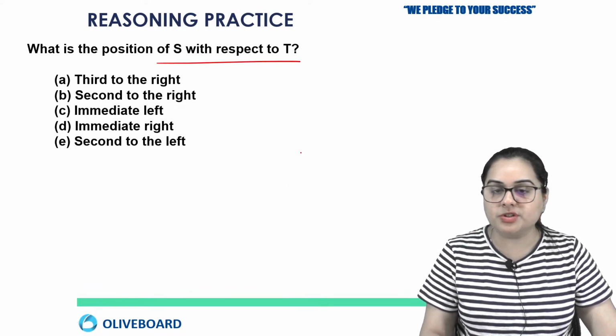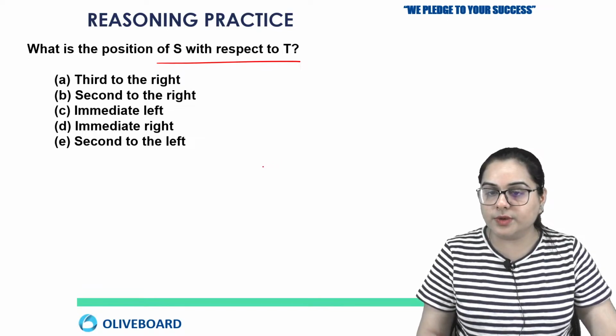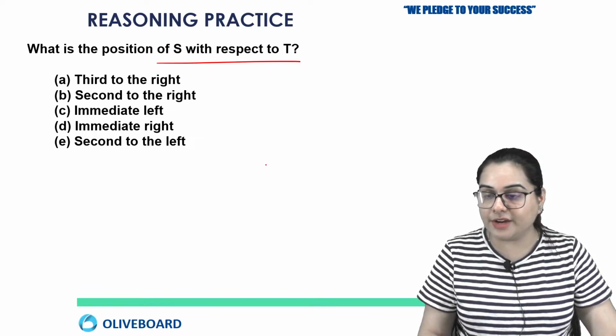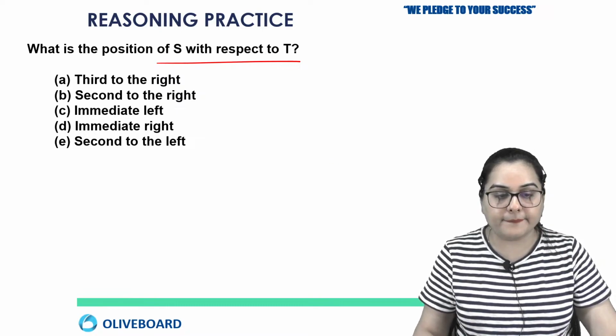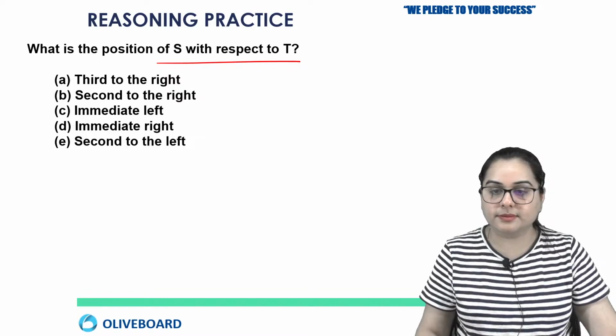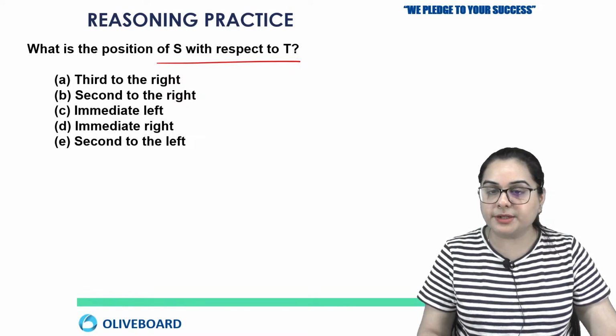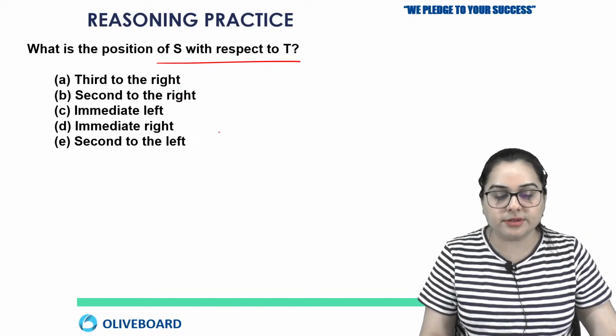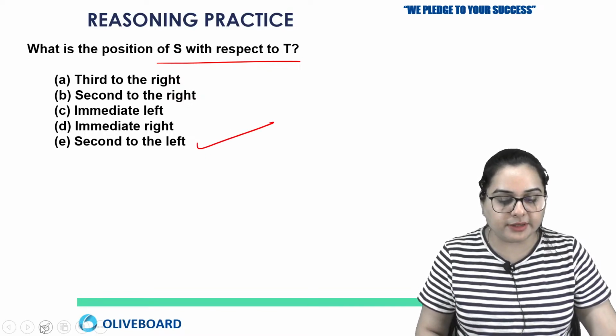Now what is the position of S with respect to T? So where is S with respect to T? This you have to tell. Okay. So answer me this. Where is S with respect to T? So it is towards left of T and on the second position. So second to the left, that is option number E.